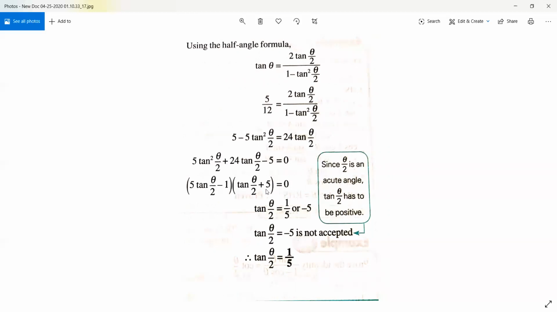Okay, so you have 2 answers. So this one is an acute angle. So this we can ignore. We can just use this one to find 1 over 5.